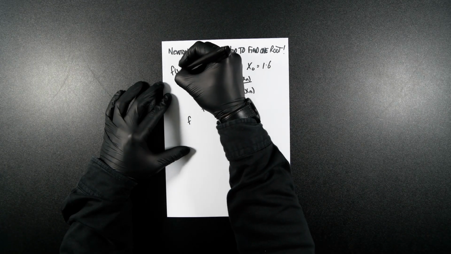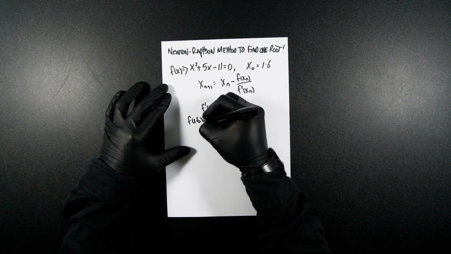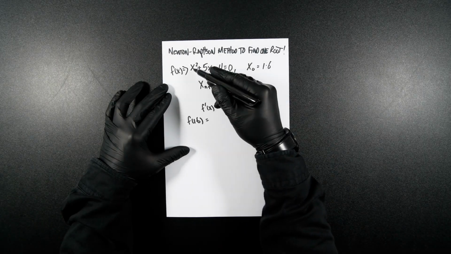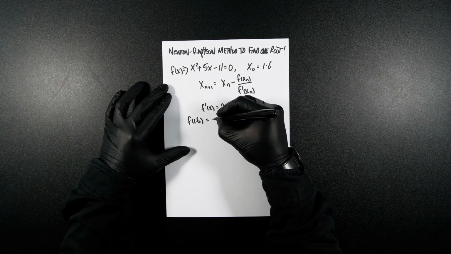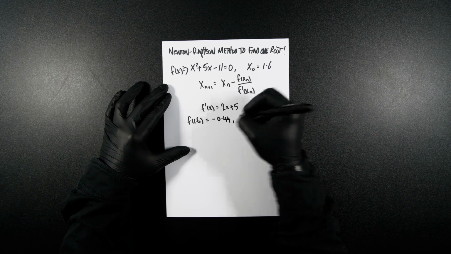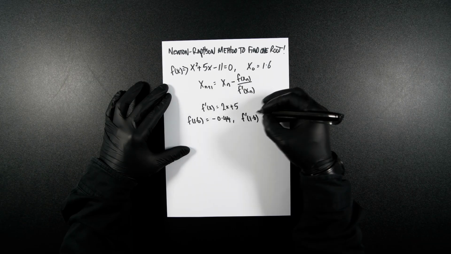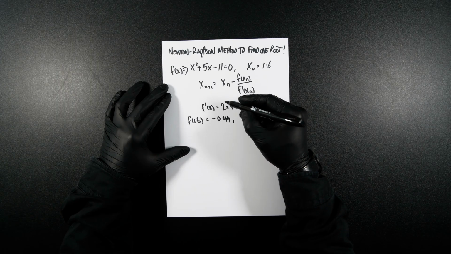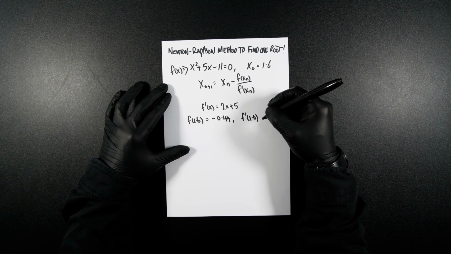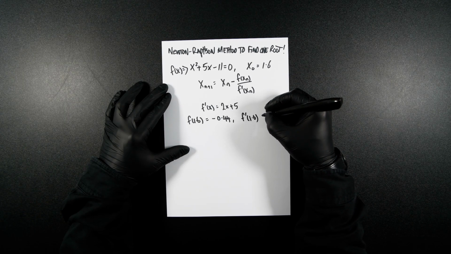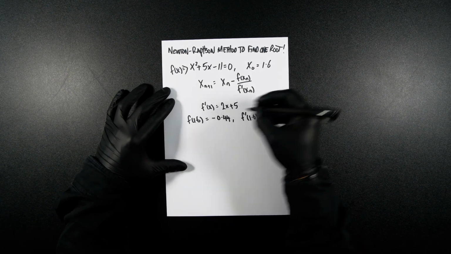By the way, just in case, this is obviously our function. So f(1.6), so that's when x equals 1.6. 1.6 squared plus 5 times 1.6 minus 11 is just going to be minus 0.44. And then we're going to do the same and plug 1.6 into our differentiated function. 1.6 times 2 is 3.2 plus 5 is going to be 8.2. Yeah, 8.2. And then we are ready to plug it into here.